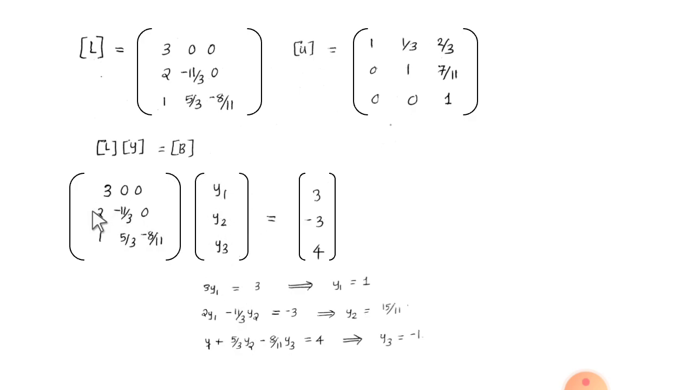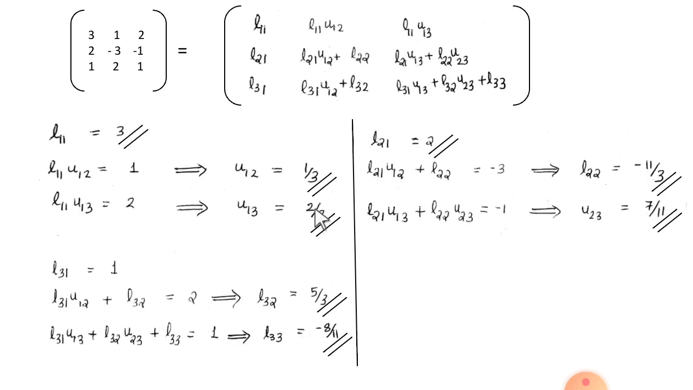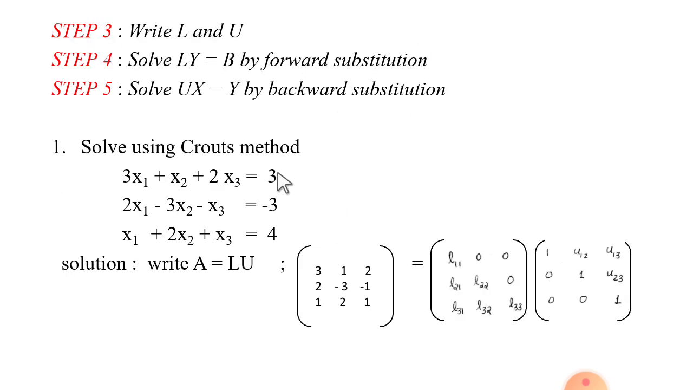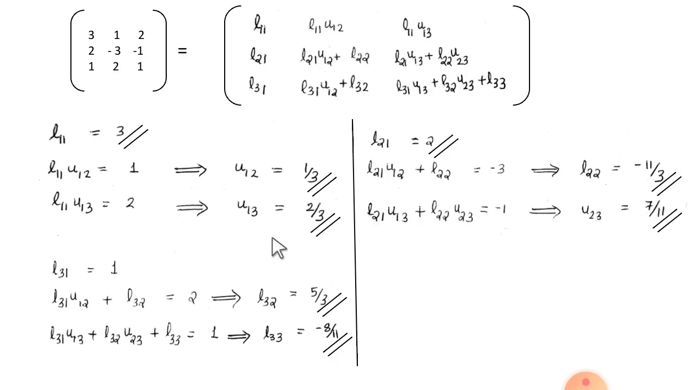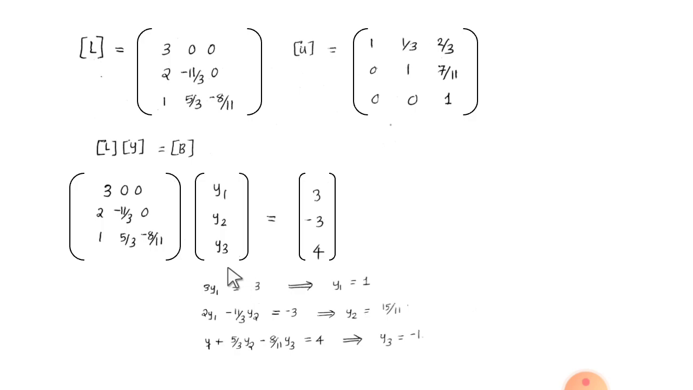Okay, so this is the L matrix. Then the y matrix can be written as y1, y2, y3, and this is the B matrix. The B matrix is given in the question. That is 3, -3 and 4. So from this you can find the values of y1, y2, y3 by matrix multiplication.